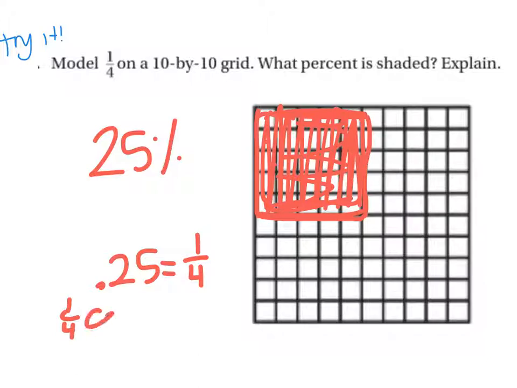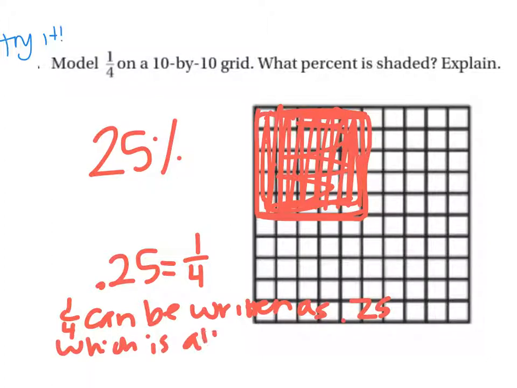a fourth can be written as 0.25, which is also 25%.